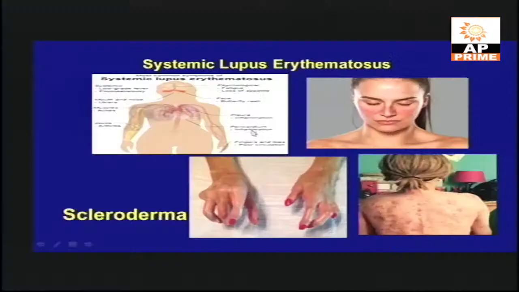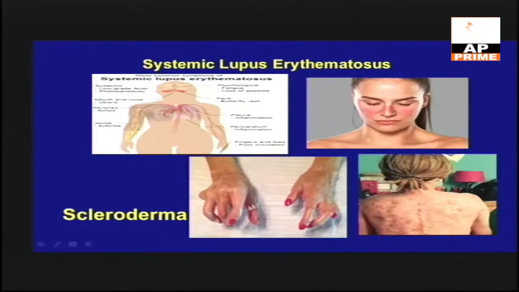So here you can see the pictures of two important systemic autoimmune disorders, that is systemic lupus erythematosus and scleroderma. Here various organs like lungs and heart are affected, and inflammation of the lungs and heart occurs. The characteristic feature of systemic lupus erythematosus is the butterfly rash, where the rash starts from the nose and spreads through the cheeks in the shape of a butterfly. That's why it is called butterfly rash.